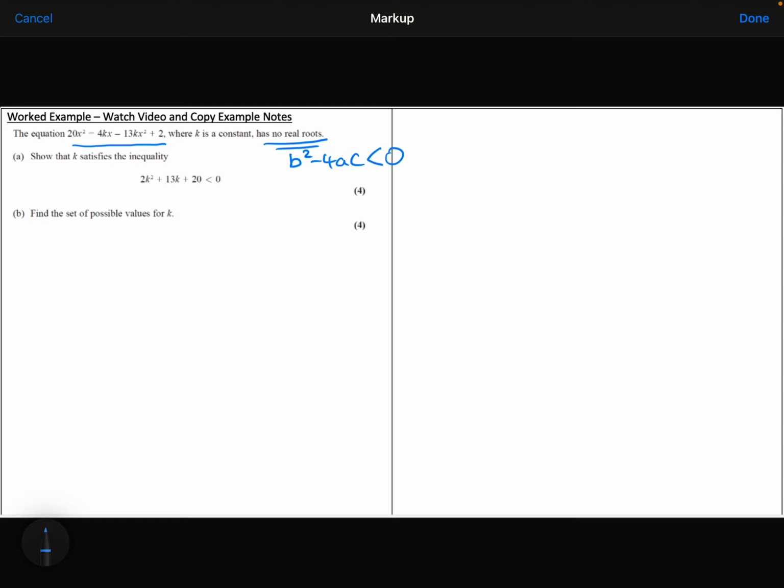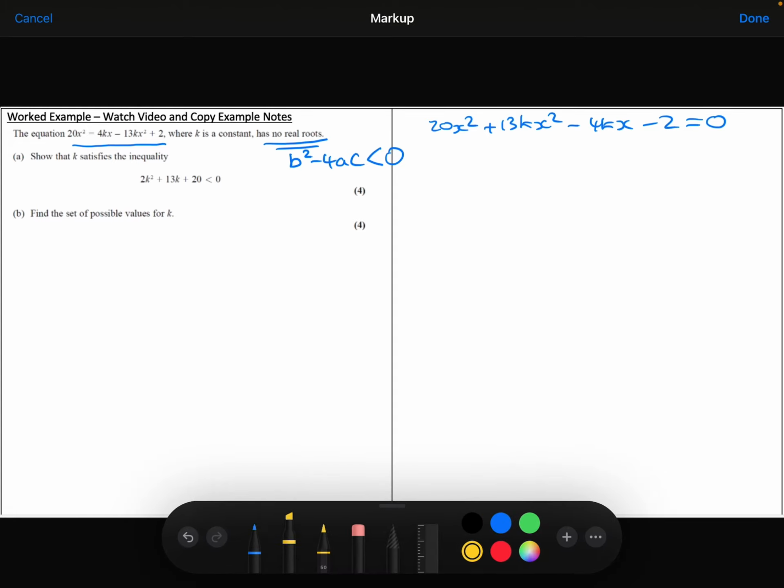In order for me to do that, the first thing I want to do is move everything to one side so that it equals 0, like we do with all quadratic equations. So let me do that to begin with. Let's leave the 20x squared where it is. I'm adding 13kx squared, I'm subtracting 4kx, and I'm subtracting 2. All I'm doing there is taking everything from the left-hand side and from the right-hand side and moving it to the left-hand side.